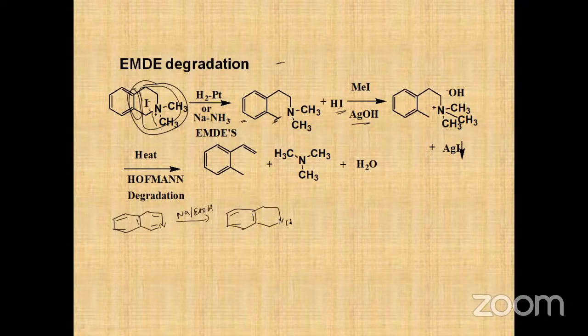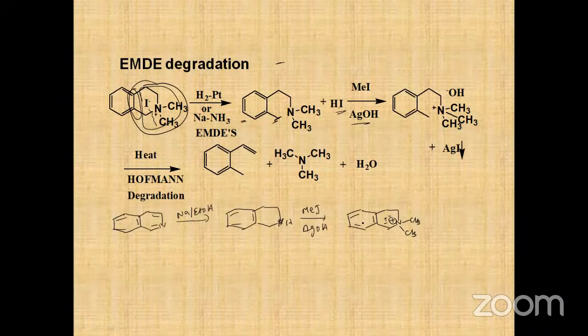Right? Which is treated with, this one, NH. This is treated with methyl iodide and silver hydroxide. That gives the formation of N(CH3)2, with the positive charge here. This positive charge is stabilized by the iodide ion, giving the iodide salt of the quaternary ammonium salt, right?